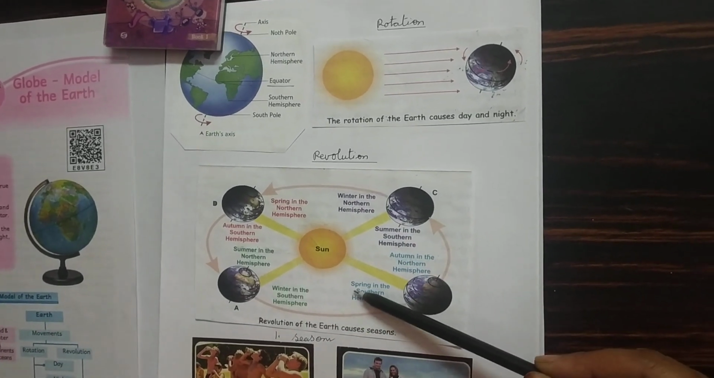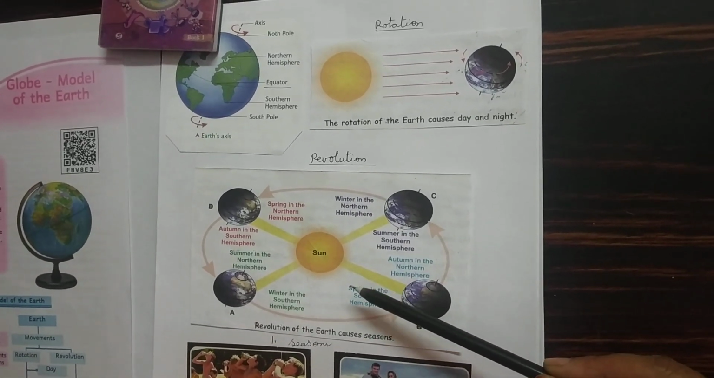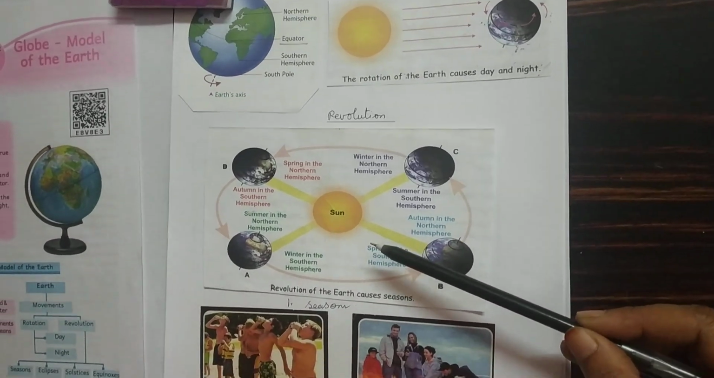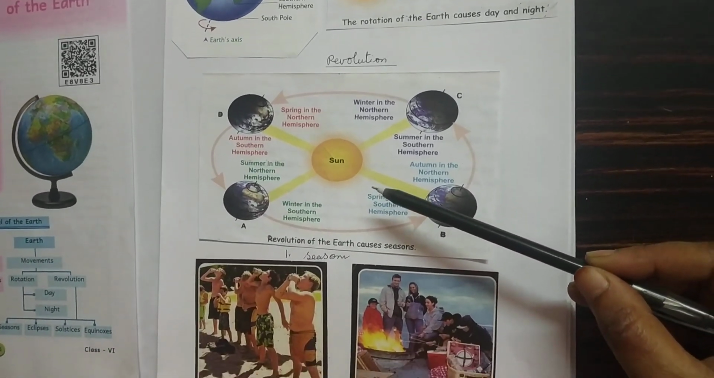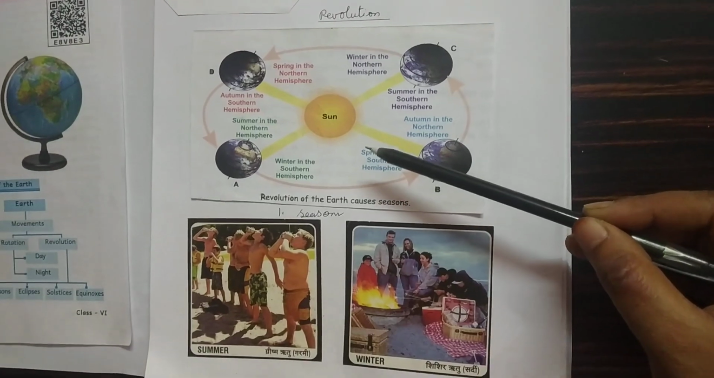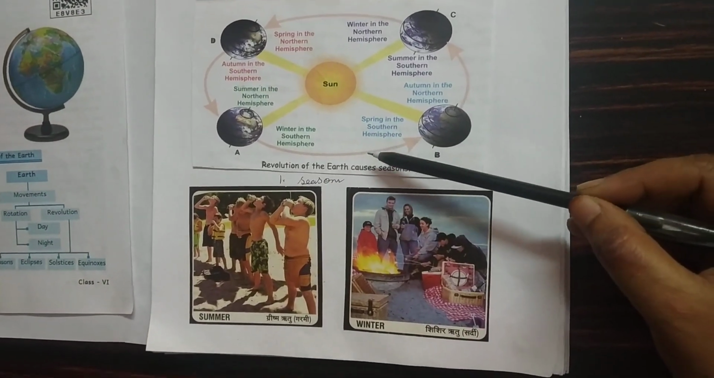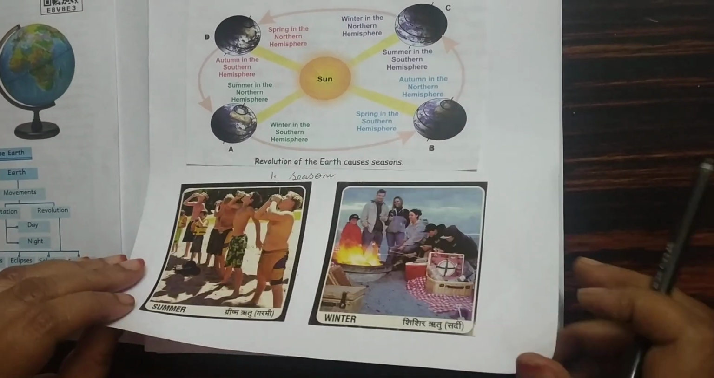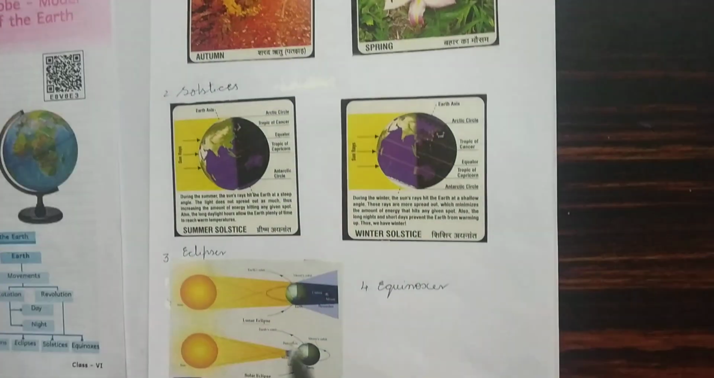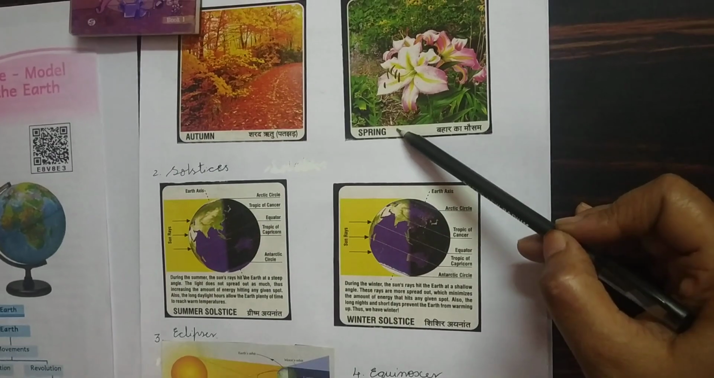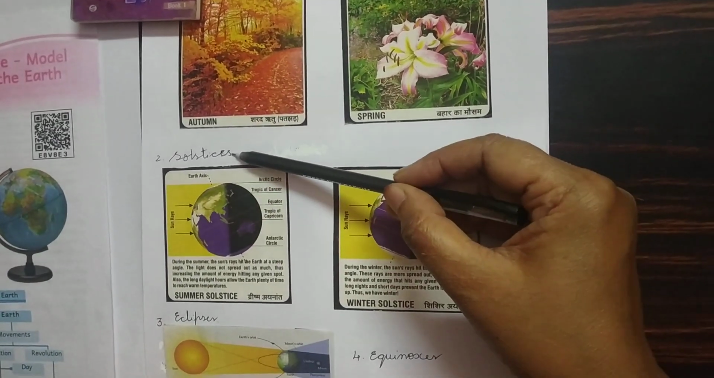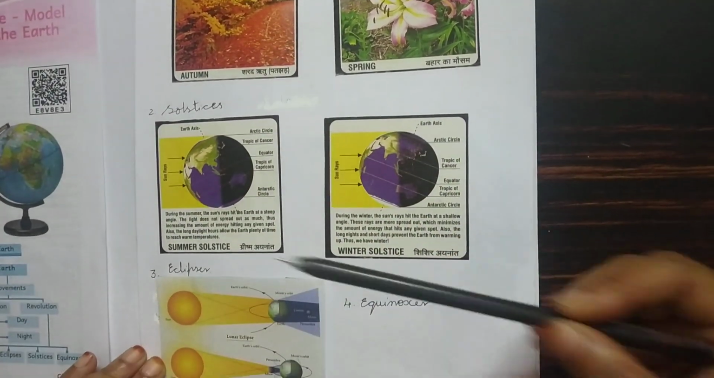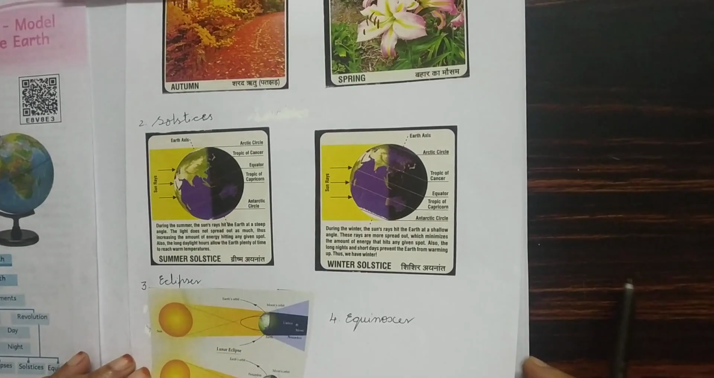And the next movement of the earth is revolution. This picture shows us the revolution. The movement of the earth around the sun once every 365 1/4 days is called revolution. Revolution of the earth causes seasons, children. Here you can see summer season, winter season, autumn, spring. It also causes solstices, eclipses, equinoxes.